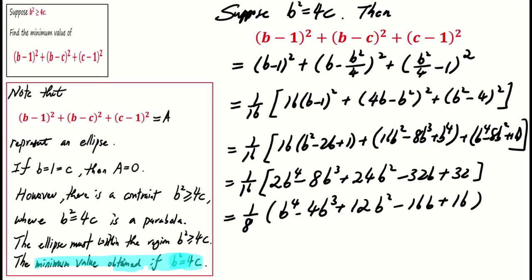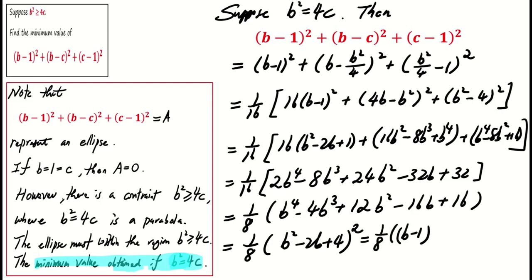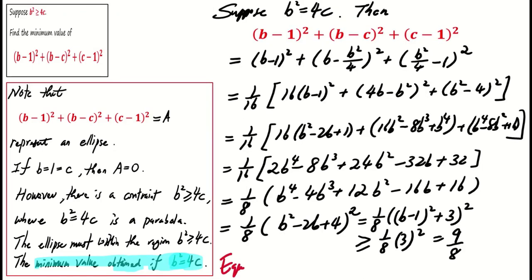Take a moment to pause the video and try computing the square. Did you arrive at 1 over 8 times (b squared minus 2b plus 4) squared? Computing the square again, we will get 1 over 8 times ((b minus 1) squared plus 3) squared. Clearly, the minimum value is 9 over 8. Always verify the equality case. Here, it holds if and only if b equals 1 and c equals 1 over 4.